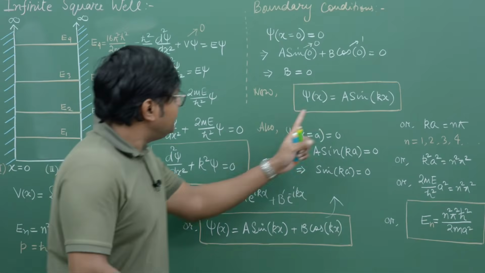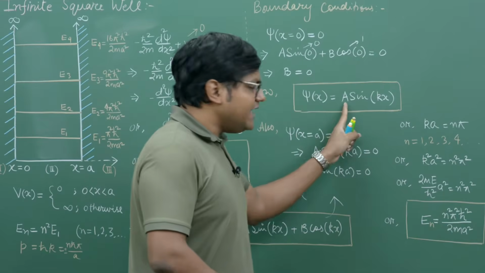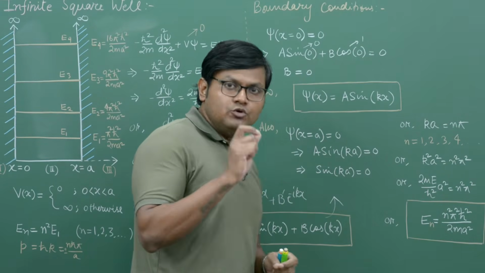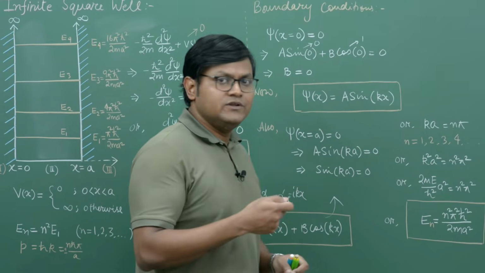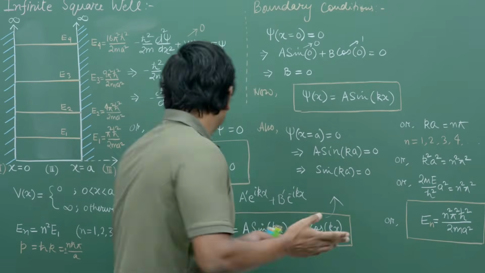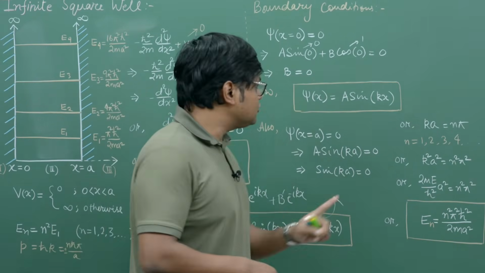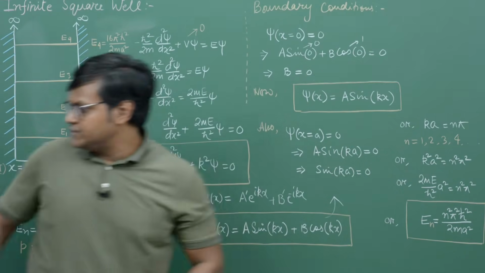Now, I have this eigenstate solution, but here A is unknown to us. So to find out A, I must normalize this. You know from the Born statistical interpretation that the probability of the particle being found in the entire universe, or in this case from 0 to a, is always equal to 1. So by imposing that condition, I can find out the value of A. Let's find that out first.